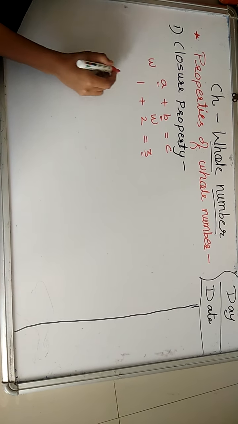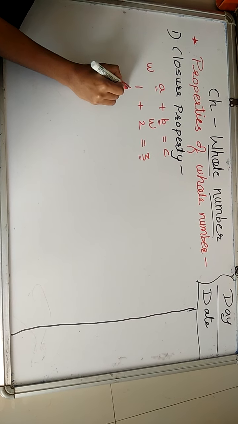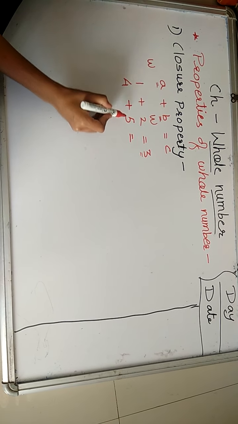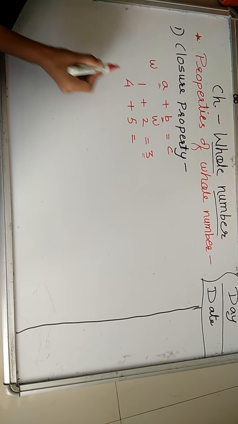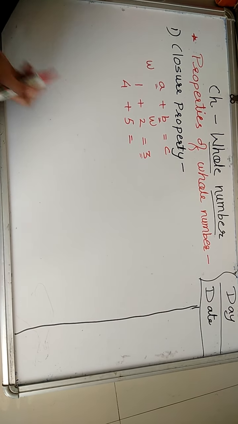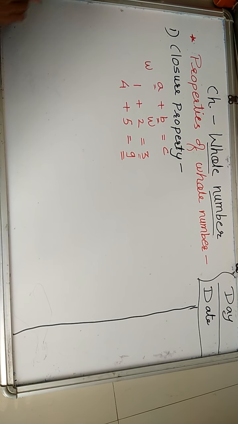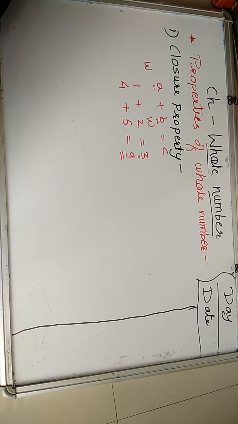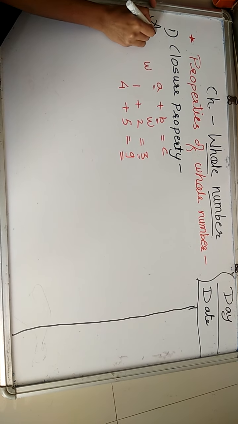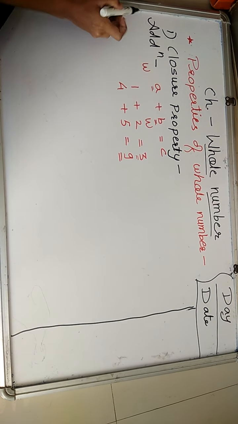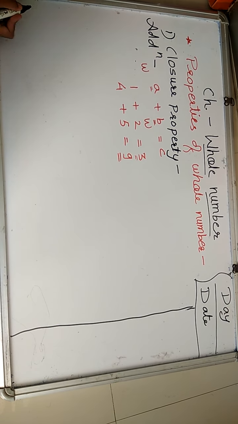Let's take one more example. 4 plus 5. Here 4 is a whole number, 5 is also a whole number. What is the addition of these two whole numbers? That is 9. And this 9 is also a whole number. This closure property works for addition. This is called closure property for addition.